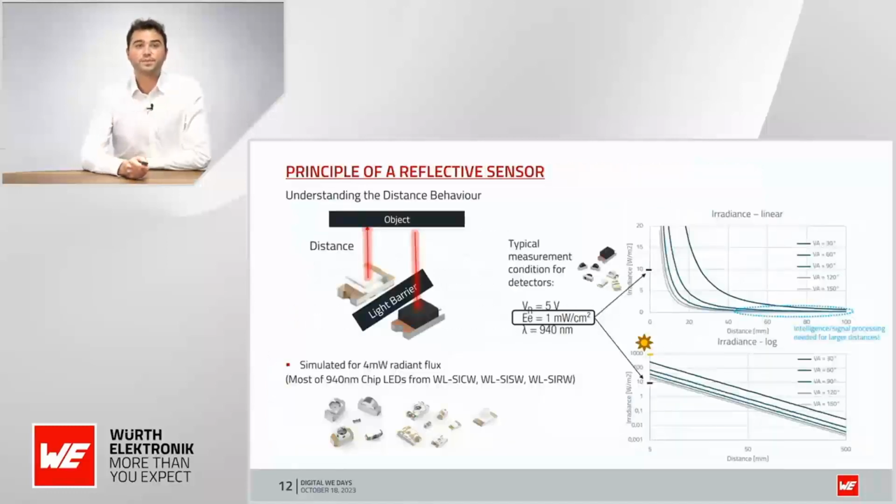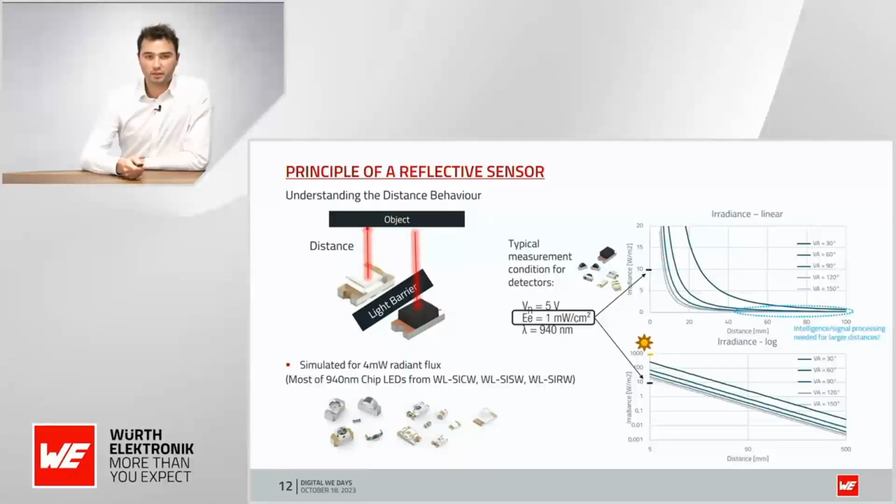So let's look at a really simple principle of a reflective sensor. Basically, the idea is I have an emitter and I have a detector. In between, I have a light barrier, so they don't talk to each other directly. And the goal is to sense an object, whether there's an object or not.